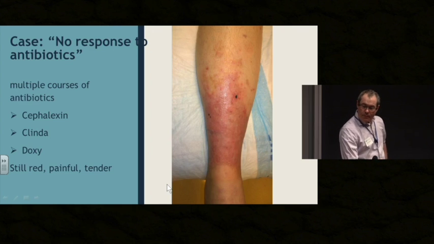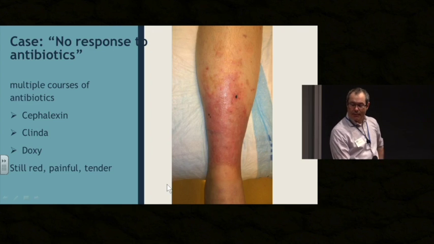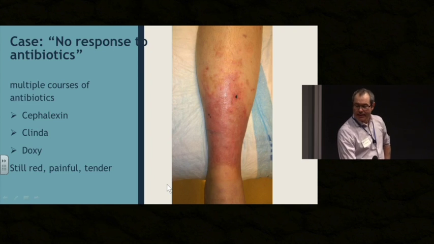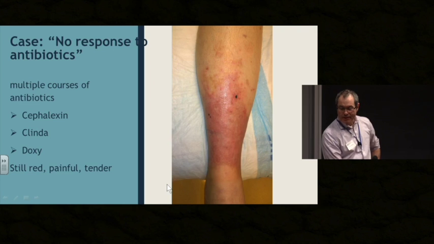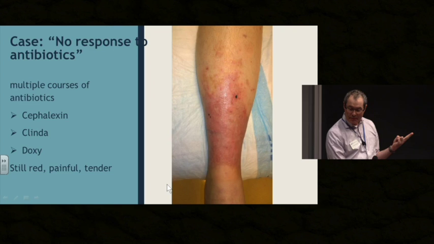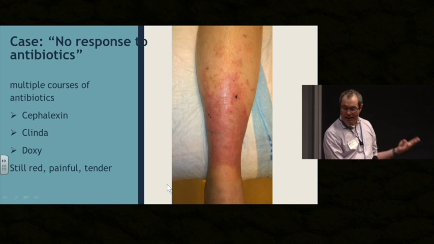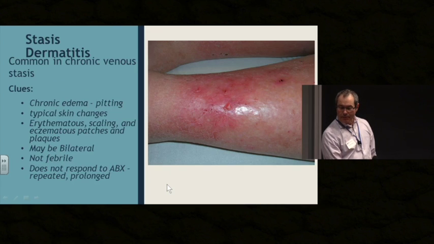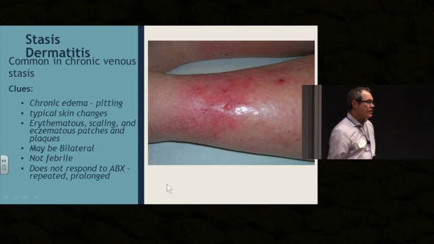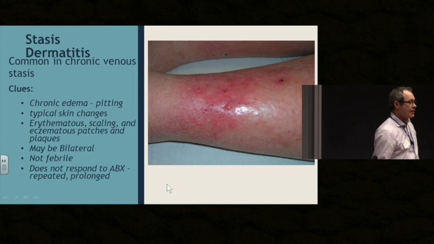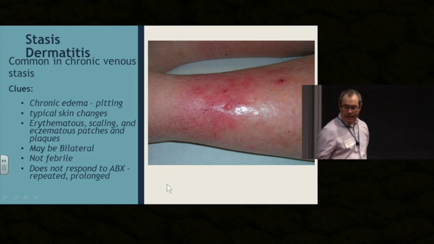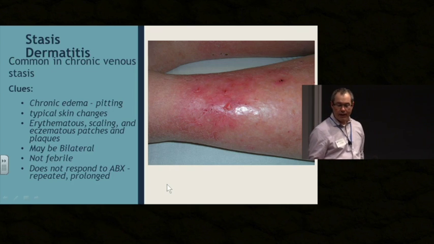So this case is a good example of someone who had no response to antibiotics and had taken multiple courses of antibiotics. I remember when I saw this patient, they'd already been on a course of cephalexin, a course of clindamycin, and a course of doxycycline, and really, things weren't any better. And that's their limb. There it is up close there. So this is a good example of stasis dermatitis. And this leg is a very good example of some of the skin findings you'll see.